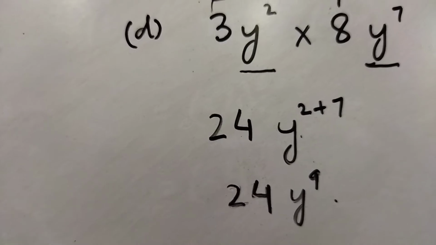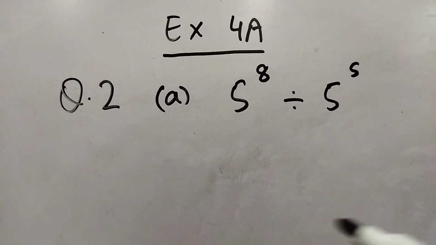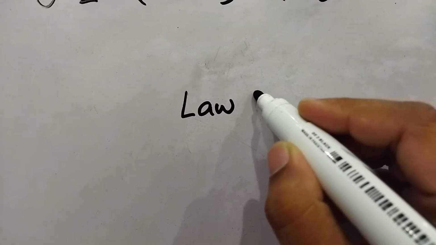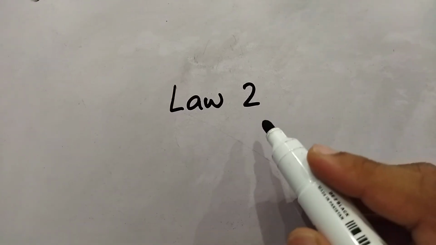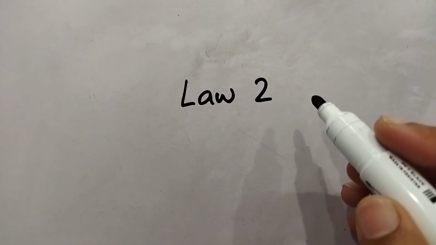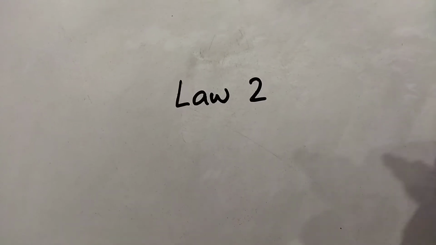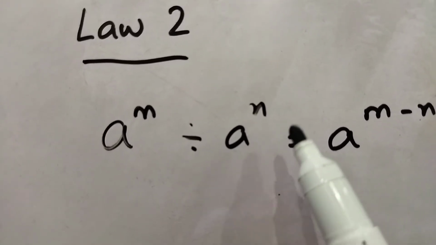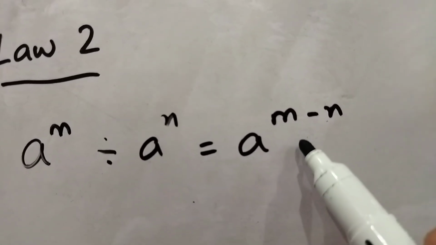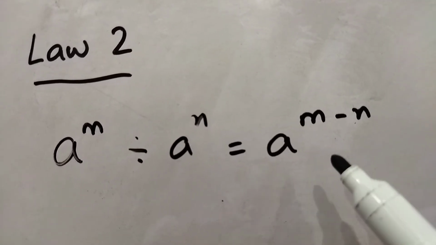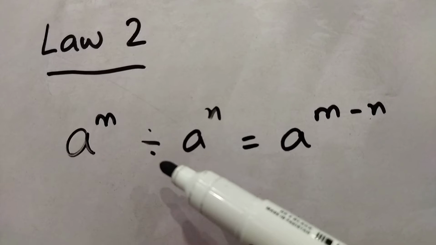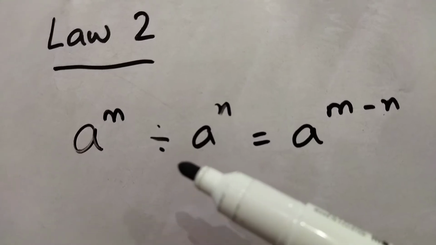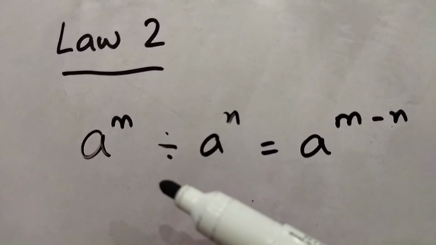All you need is to pay attention. Now we have question number 2, and now we have to learn law number 2, which says that when same bases are divided by each other, all we need to do is subtract their powers. How? It's a raised to power m divided by a raised to power n. We'll simply subtract the powers. Why? Because we know that division is the reciprocal of multiplication. So if we add up the powers in multiplication of same bases, we will subtract the powers when it comes to division of same bases.